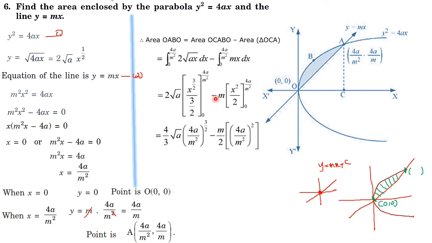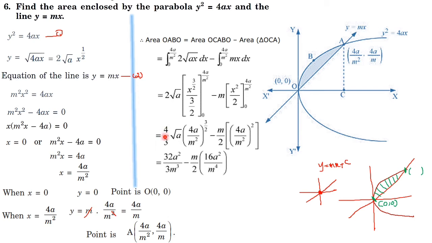Then here again minus is there, that minus is this one. Here also upper limit minus lower limit. Lower limit no need to consider because it is 0. Anyway it will be coming 0 only, so only the upper limit. Minus is this minus. m divided by 2, constant we kept outside. Then x is 4a by m square, so 4a by m square the whole square.